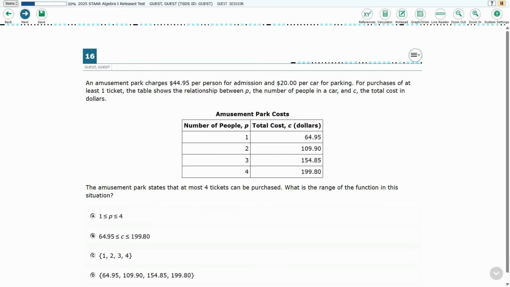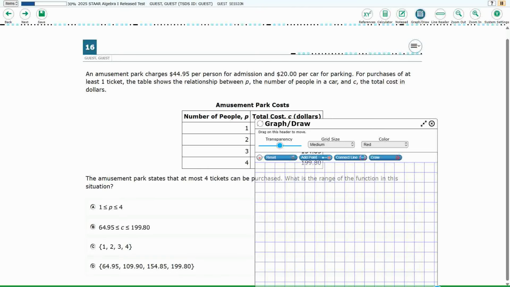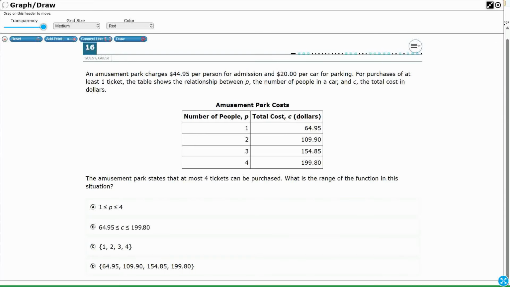Next, on number 16, we are looking at domain and range of linear functions. This is A.2a, and we have a little bit of a verbal description and a graph. And so what we need to do is make sure we know exactly what we're looking for. We have an amusement park that has a per person admission and then $20 per car for parking. We need to find the relationship between P, the number of people in a car, and the total cost.